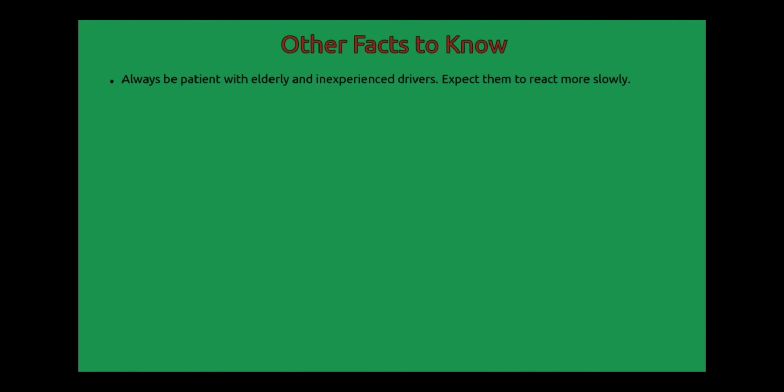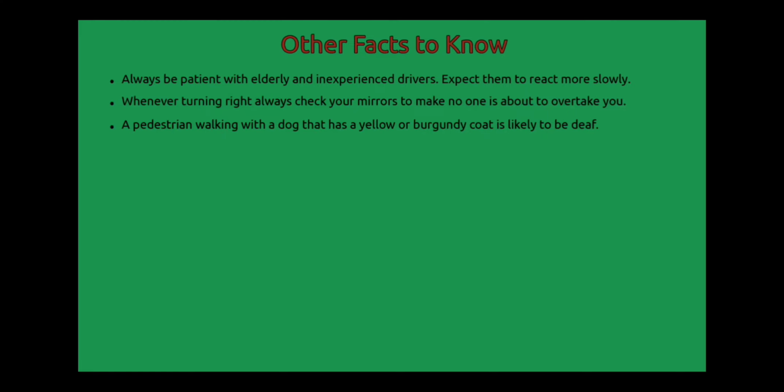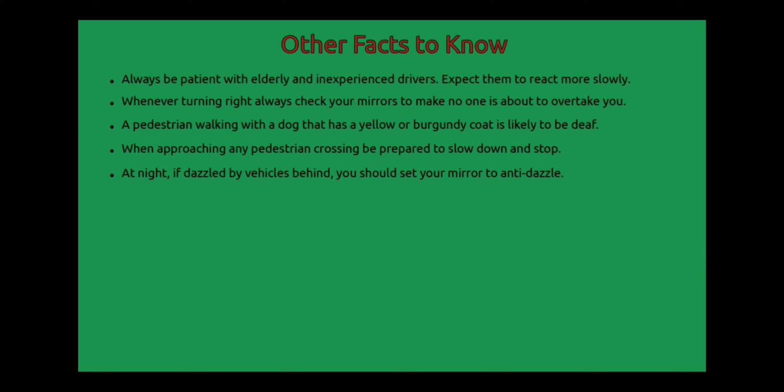Other facts to know. Always be patient with elderly and inexperienced drivers. Expect them to react more slowly. Whenever turning right, always check your mirrors to make sure no one is about to overtake you. A pedestrian walking with a dog that has a yellow or burgundy coat is likely to be deaf. When approaching any pedestrian crossing, be prepared to slow down and stop. At night, if dazzled by vehicles behind you, you should set your mirror to anti-dazzle.